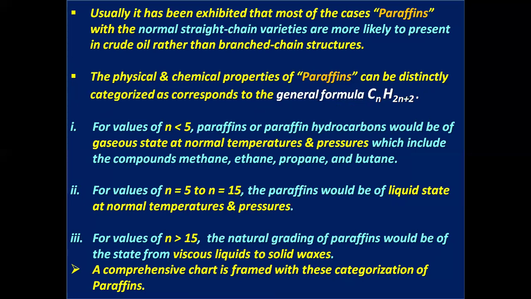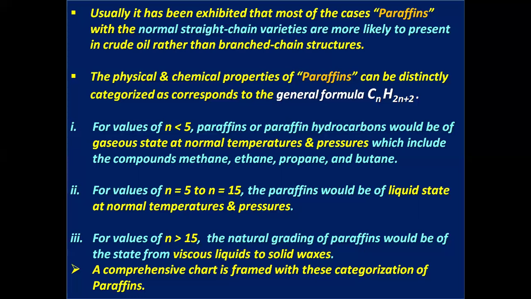The physical and chemical properties of paraffins can be distinctly categorized as corresponds to the general formula CnH2n+2, where n is an integer. Sorry, for values of n less than 5, paraffin hydrocarbons would be of gaseous state at normal temperatures and pressures, which include the compounds methane, ethane, propane, and butane.